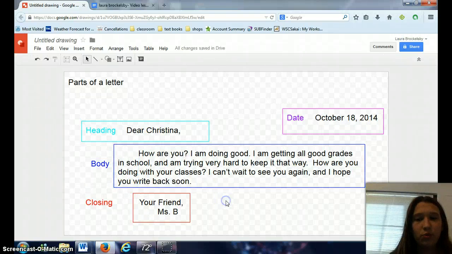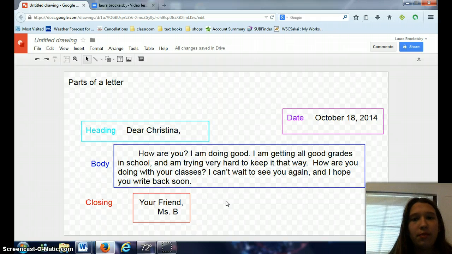Good morning, students. Today we are going to work on the parts of a letter. Now, there are two different types of letters that we usually write: informal and formal. The one we're going to talk about today is informal. It's also called a friendly letter. This is the type of letter that you would write to your mom or grandma or your dad or a friend, any friends or family members.